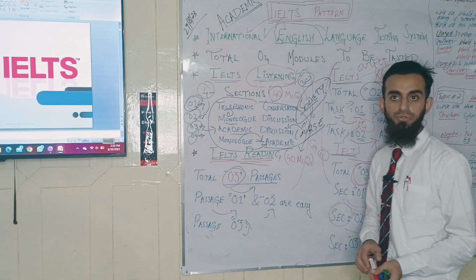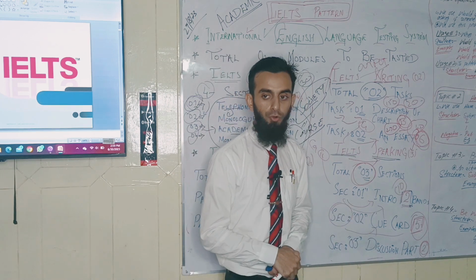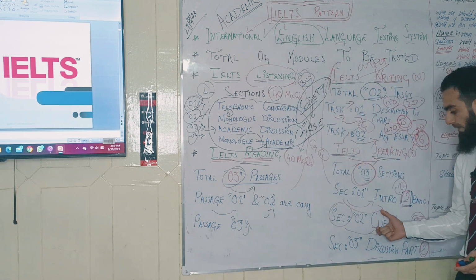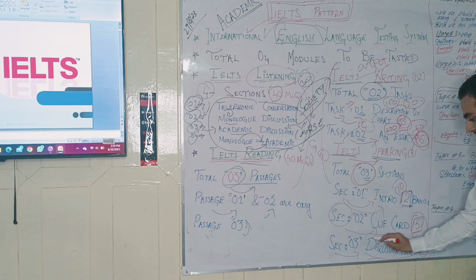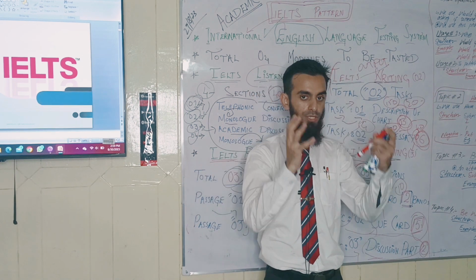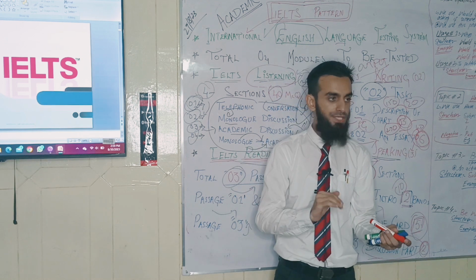In section 3, there will be a discussion part, and all questions would be based on your perception. What do you think? Do you agree or disagree? But they will ask you for examples and information regarding society, right? And this contains a total of 2 bands. So overall in the IELTS exam, the total is 9 in each single module.